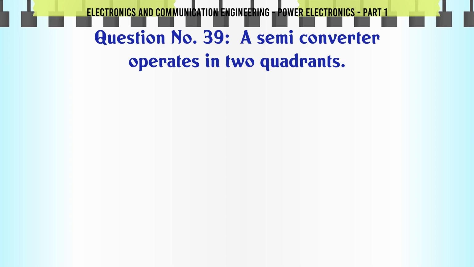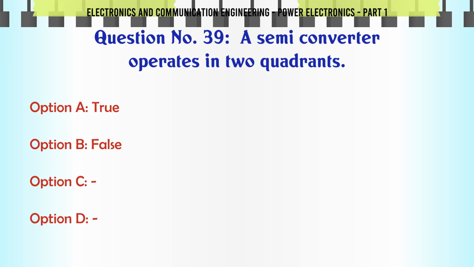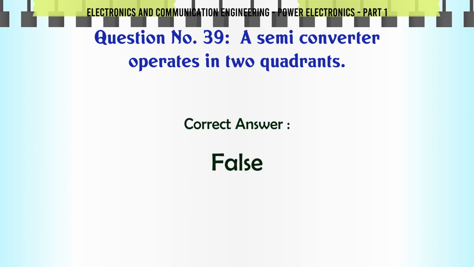A semiconverter operates in two quadrants. A true, B false. The correct answer is false.